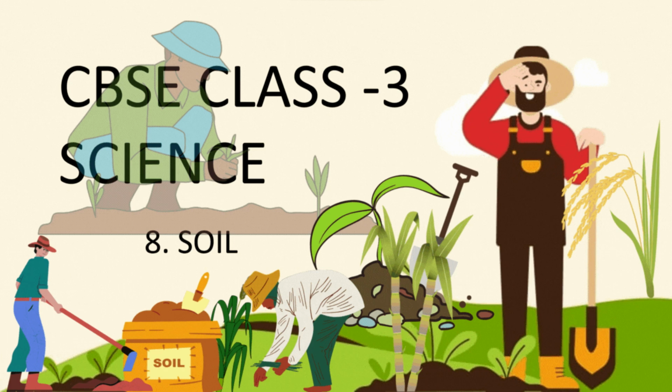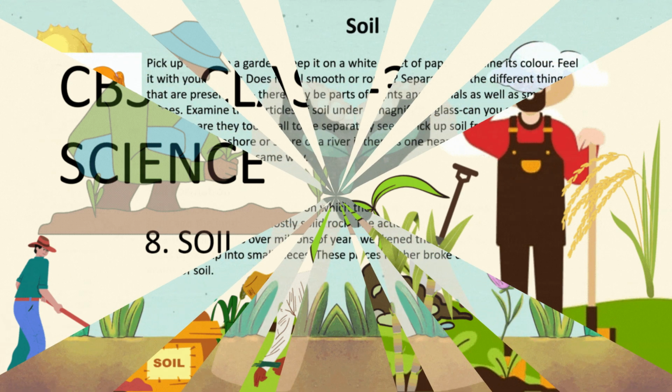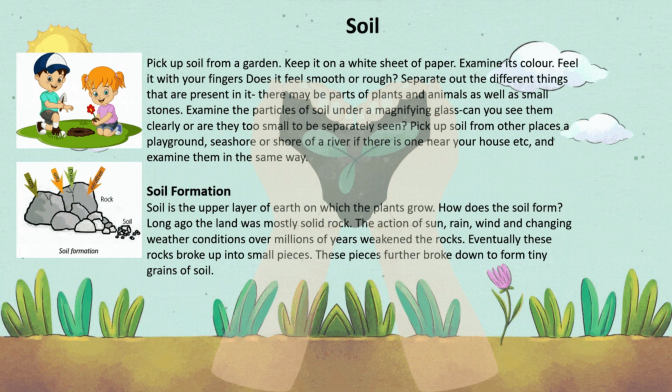CBSE Class 3 Science. Soil. Pick up soil from a garden. Keep it on a white sheet of paper. Examine its color. Feel it with your fingers. Does it feel smooth or rough?